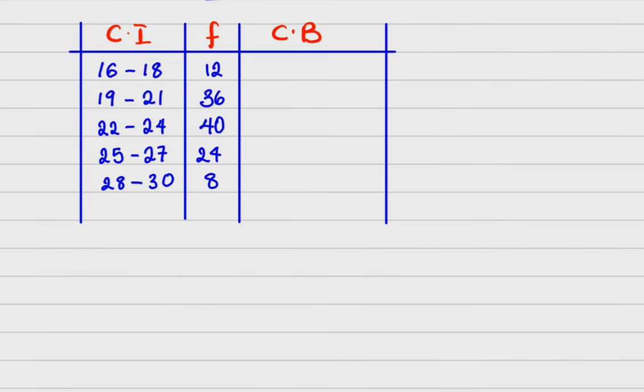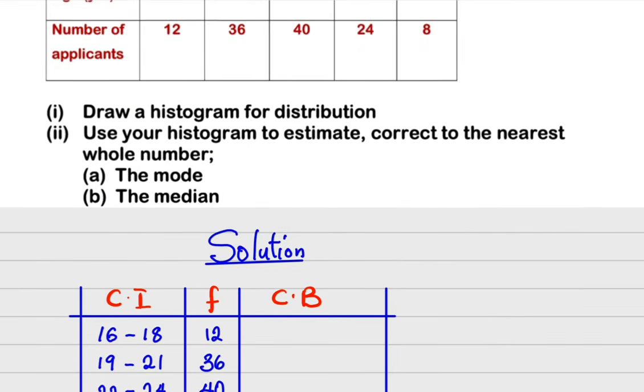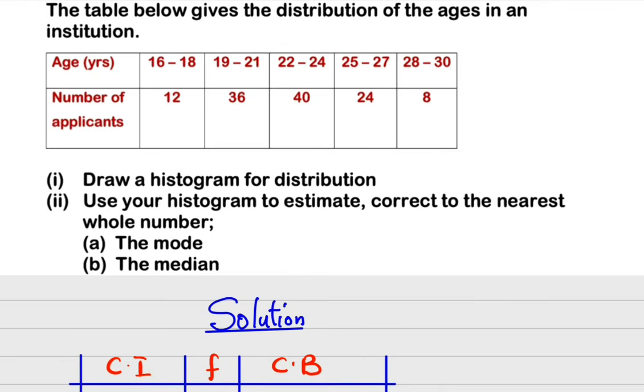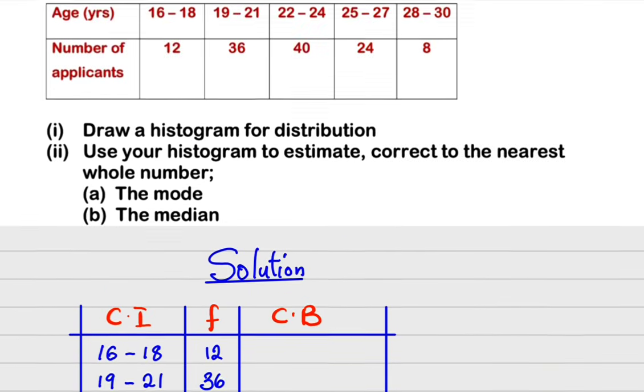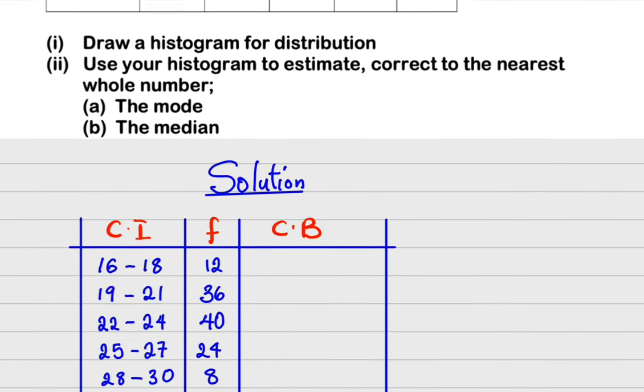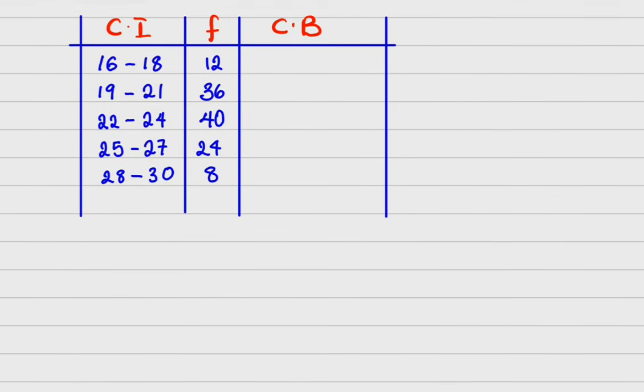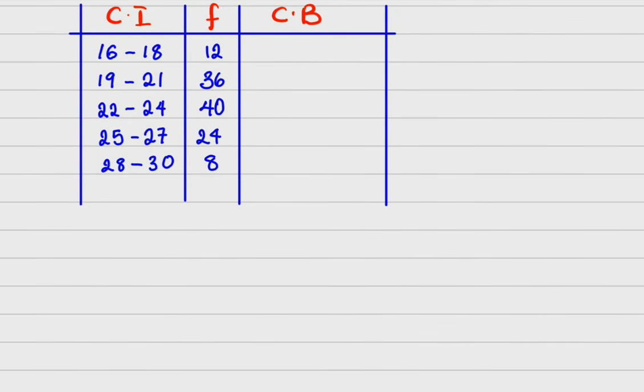Now this is the table. You can see on the table I have CI, which stands for class interval. We got it from the question, so we don't have a problem with that. Then of course the frequencies, we can see the frequency on the table. So that is exactly what I have as my table.